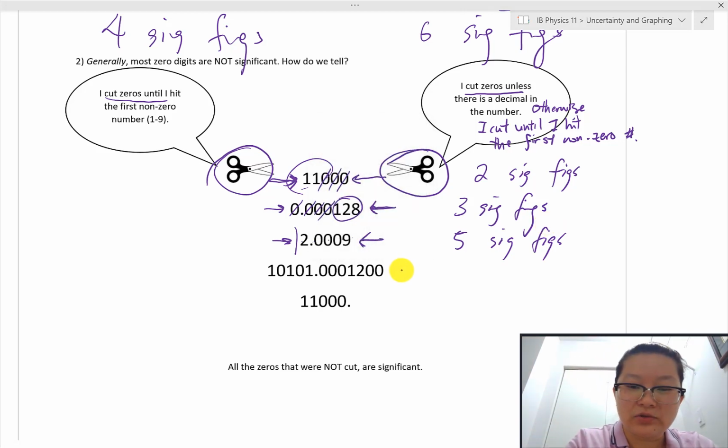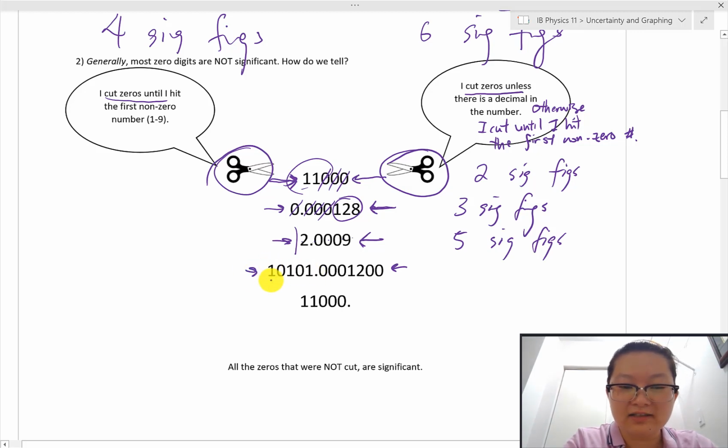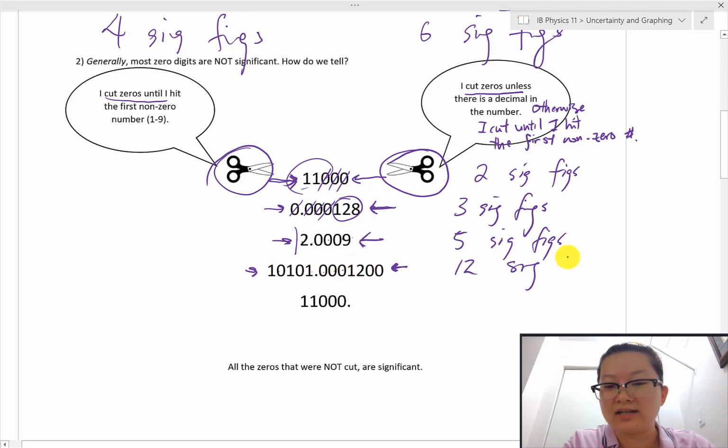Okay, let's do the last 2. Imagine these scissors. They cut here, but there's nothing to cut because the first one is a number. The other tries to cut here, but wait a minute, there's a decimal in the number, so it's not going to cut at all. We count all these numbers: 1, 2, 3, 4, 5, 6, 7, 8, 9, 10, 11, 12. 12 sig figs. That's a lot.